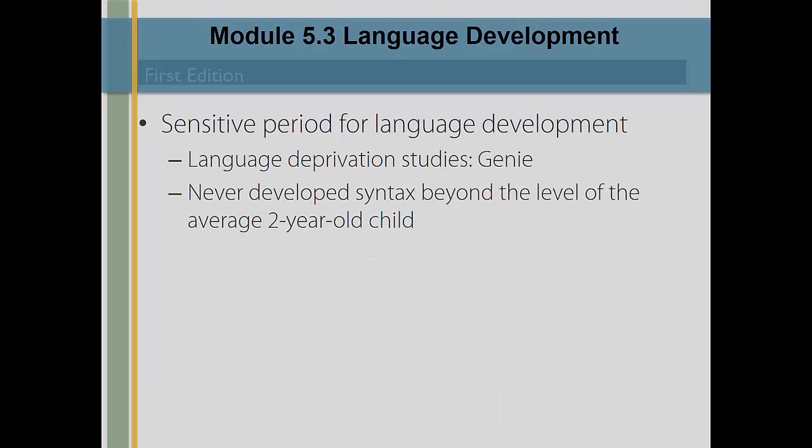Studies of language deprivation, along with infant-directed speech and testing the sensitive period hypotheses, contribute to understanding of how the environment influences language development. Language deprivation studies examine the case of Jeannie, severely maltreated between ages 2 and 13, who never developed syntax beyond the level of the average 2-year-old. And there's a video of this in your module this week.